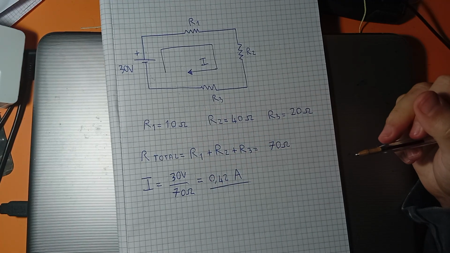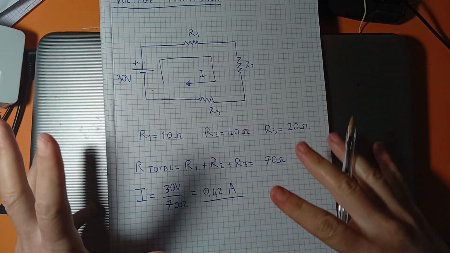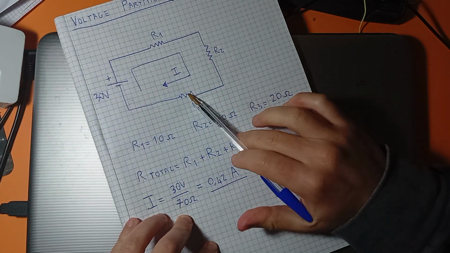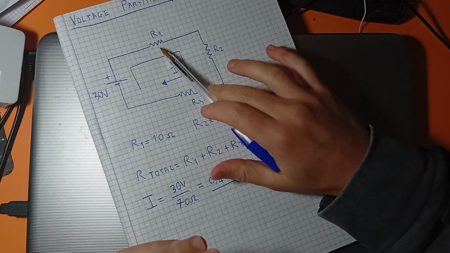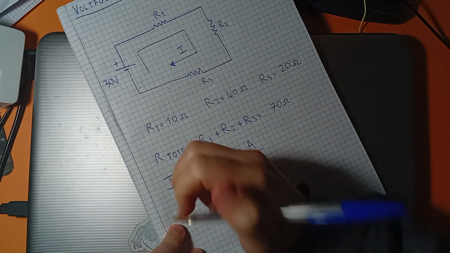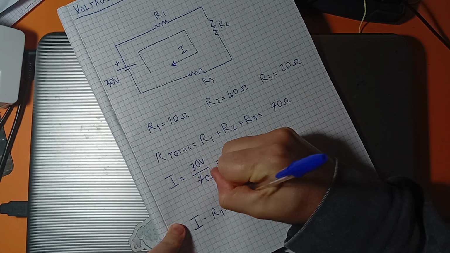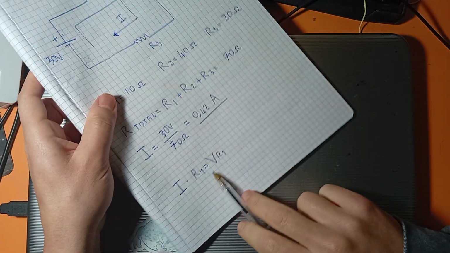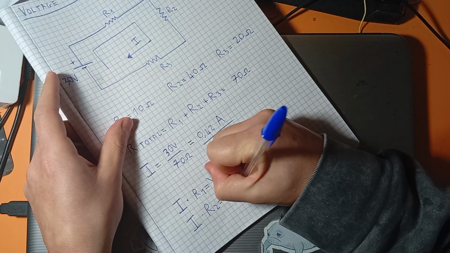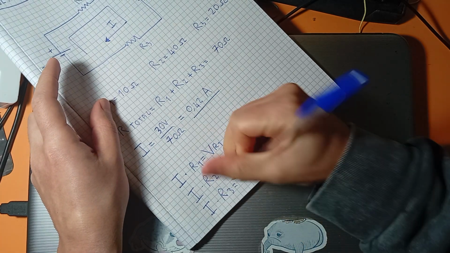So let's see how the voltage will distribute here. To see how the voltage will distribute in this circuit, I have to multiply the current by each one of these resistors. If I multiply the current by R1, I will obtain VR1. If I multiply this current by R2, I will obtain VR2. And if I multiply the current by R3, I will obtain, guess what, VR3.